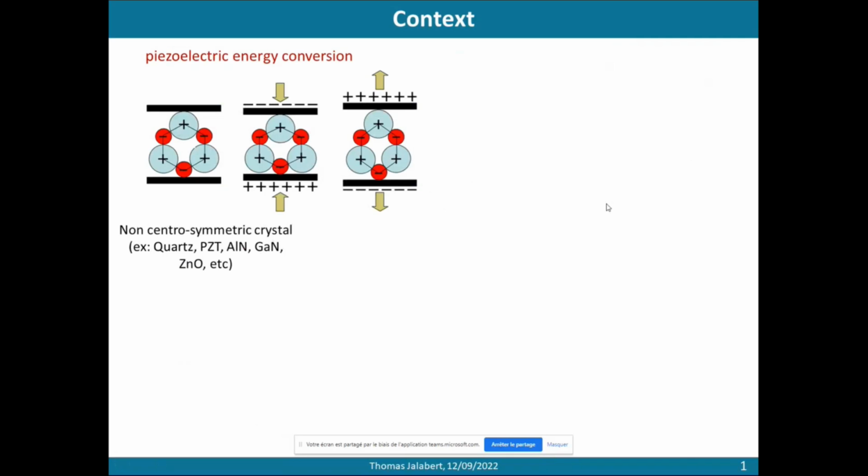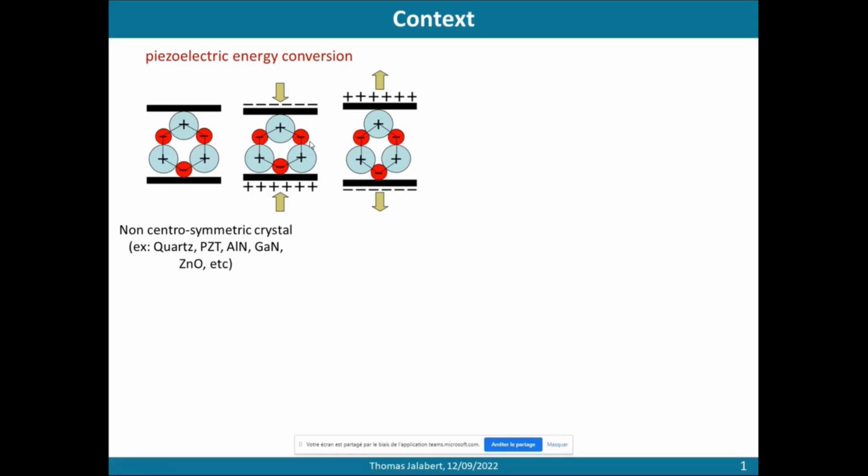So to begin with, just to remind some basic concepts of piezoelectricity. Piezoelectricity is an energy conversion phenomenon which occurs in non-central symmetric crystals. Here the atoms have different electronic affinities, so that when one applies a pressure, this results in an electrical dipole, and therefore it results in a macroscopic voltage at the terminals of the material. And this voltage depends on whether you pull or push on the sample.